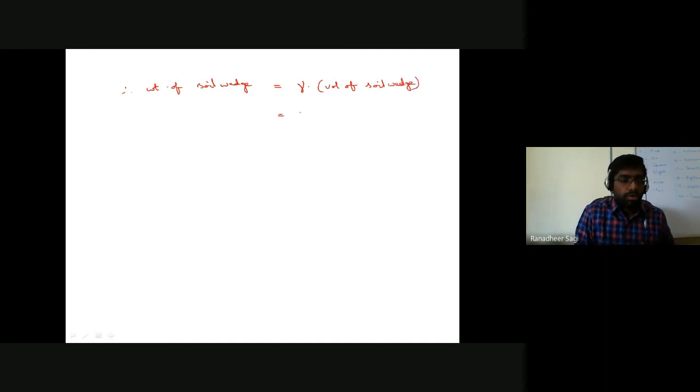Therefore, the weight of the soil wedge is equal to the unit weight of the soil into the volume of the soil wedge. So gamma into half into H square into cot theta. That's going to be my weight of the soil wedge.